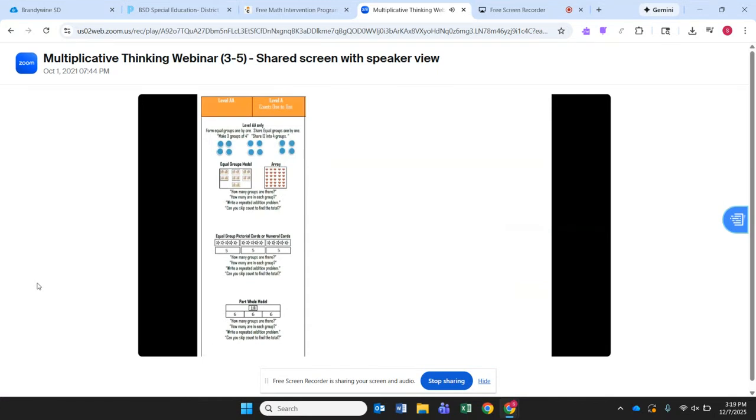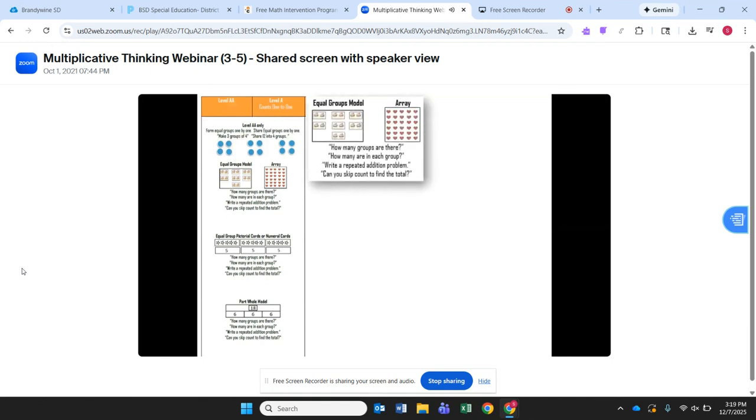So instructionally, this is what you would do. This is what the leveled activities guide looks like, or this is just a clip of it for level A. And remember, level A means they weren't even able to do it. Level A means they're counting by 1s. So these are the types of things you would do with them, okay? The first one is you would show them equal groups models and array models. And remember, how many groups are there? How many in each group? Write a repeated addition problem. Can you skip count to find the total?